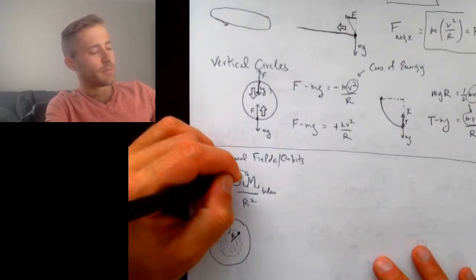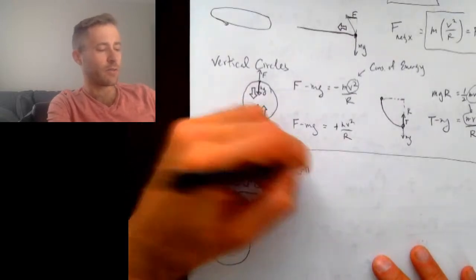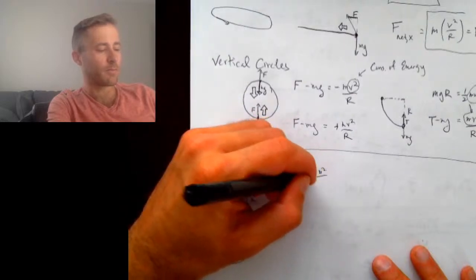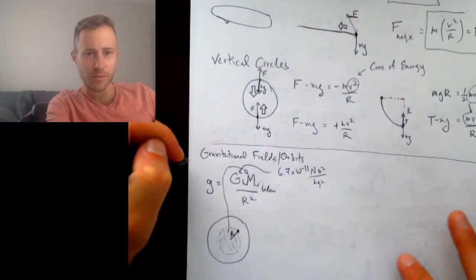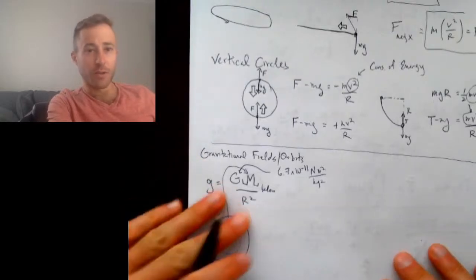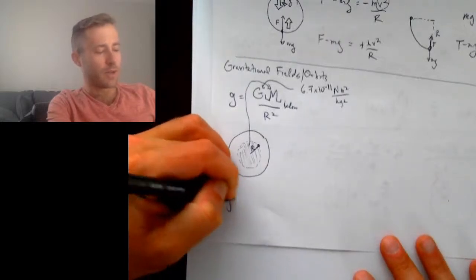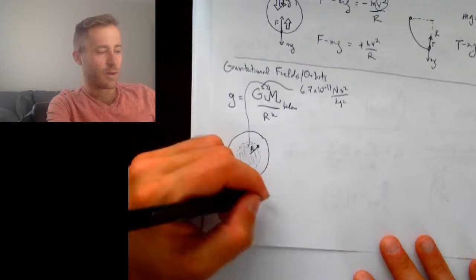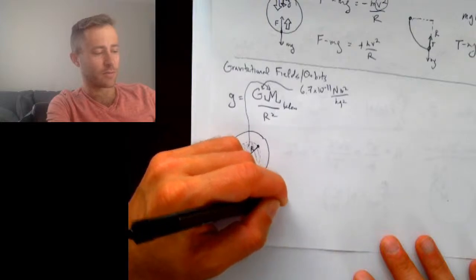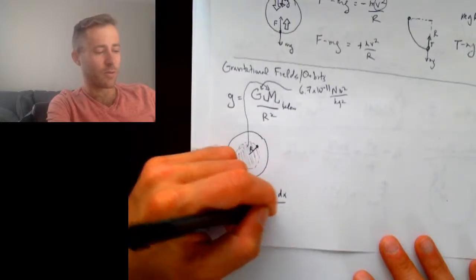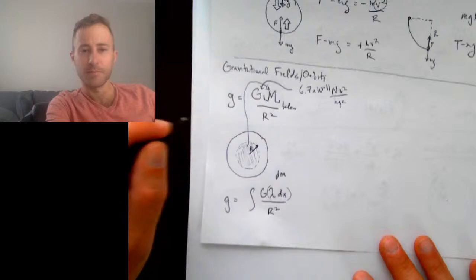Big G is equal to 6.7 times 10 to the negative 11 Newton meters squared per kilogram squared. So this is one way to calculate the gravitational field. The other way is to do it by integration. And so if you do it by integration, it's going to be the integral of G times lambda of x dx over r squared. Okay, because remember, lambda times dx is actually dm. All right.